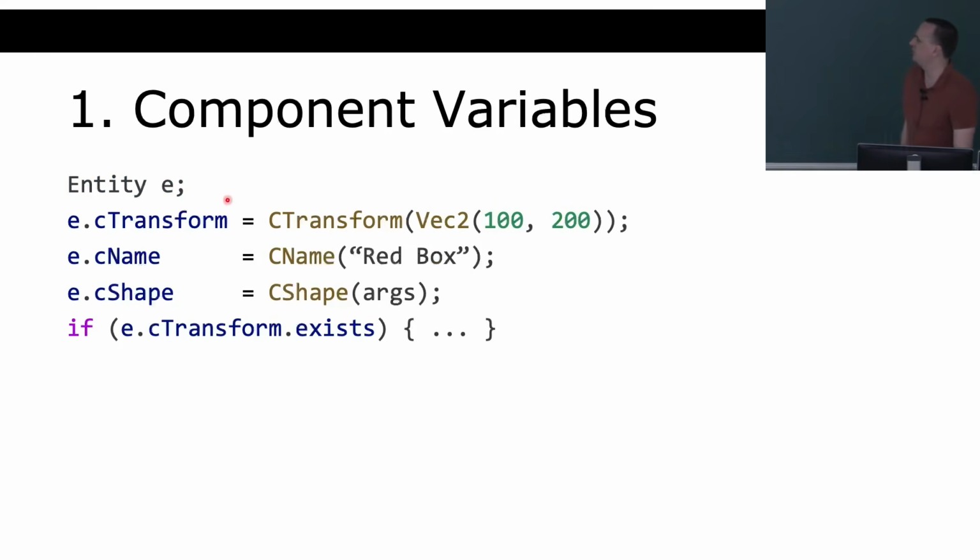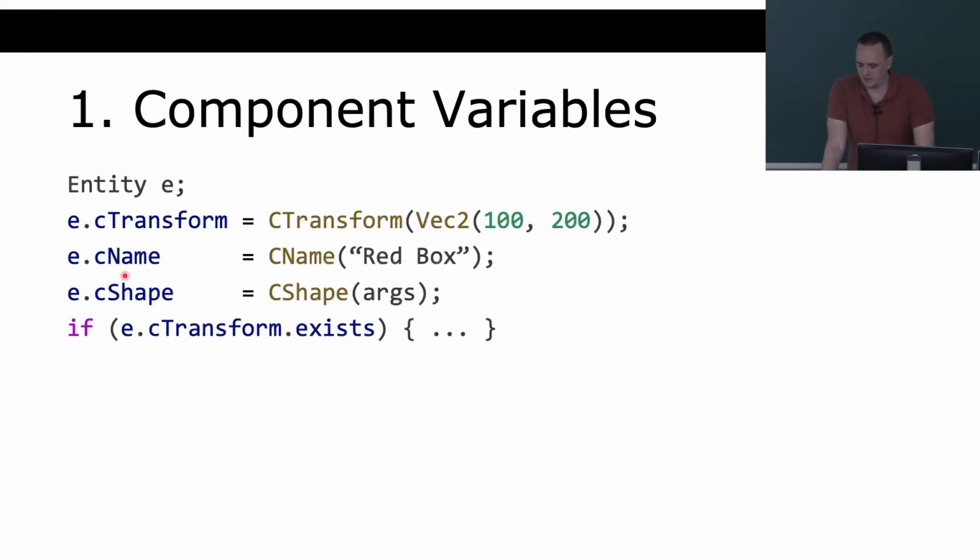Here's an example of how we would use this, and it's really simple to use. We would construct an entity somewhere, so this is a blank entity, just call it e, and then I would say e.cTransform equals, and then I just make a new transform class, maybe that takes in the constructor a position or something like that.